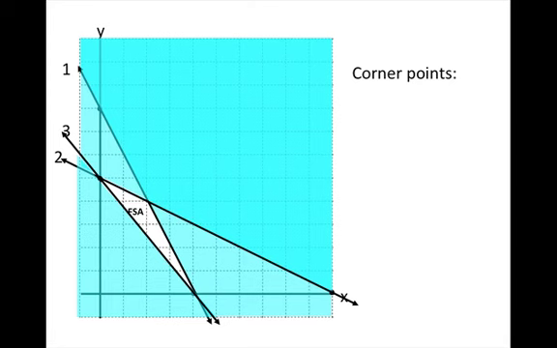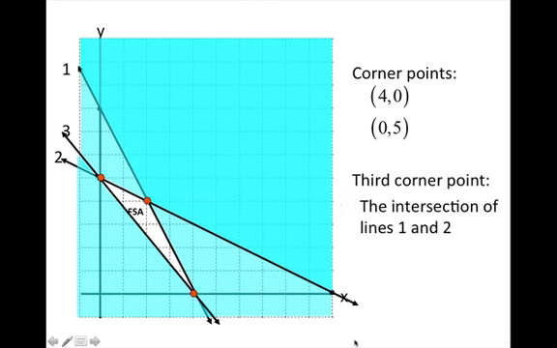Now I want to list the corner points. Well, 2 of my corner points are intercepts. I have the point (4, 0). I have the y-intercept (0, 5). And then my third corner point is where 2 of my boundary lines intersect. This is where it's helpful to know which lines those were. If I start at my corner point and trace back the lines, it was line 2 and line 1. So my third corner point is formed by the intersection of lines 1 and 2.